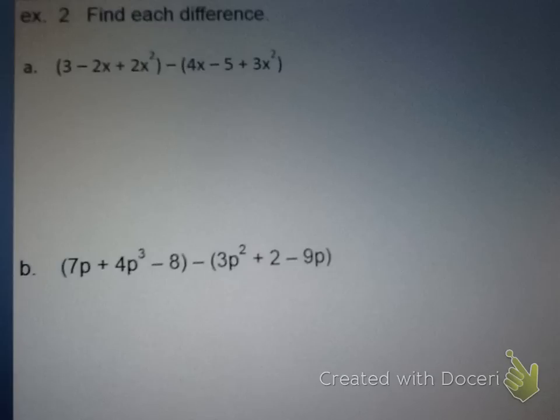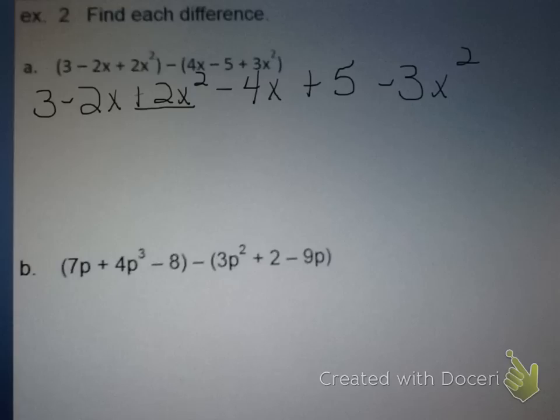Example 2 is finding the difference. Again, anytime you add or subtract polynomials, you have to clear the parentheses. The very first parentheses, there is nothing in front of it, so it's understood to be a positive 1. So we just write the parentheses. The second parentheses is a negative in front, so we have to distribute the negative. And when we distribute the negative, that means multiply that negative times each term in the parentheses. The shortcut is it changes the sign. So that's negative 4x plus 5 minus 3x squared.